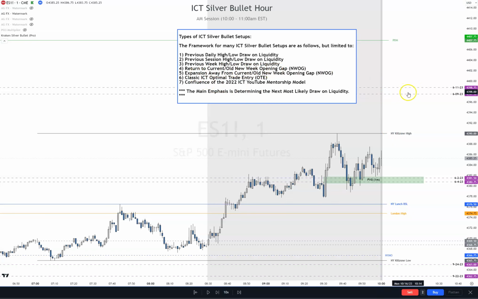So our first target would be this. But then I also see this previous daily high. So if we're going long, my first target would be, obviously I want to take out the Killzone high. Okay. Second target would be new week opening gap. Third target would be previous daily high.